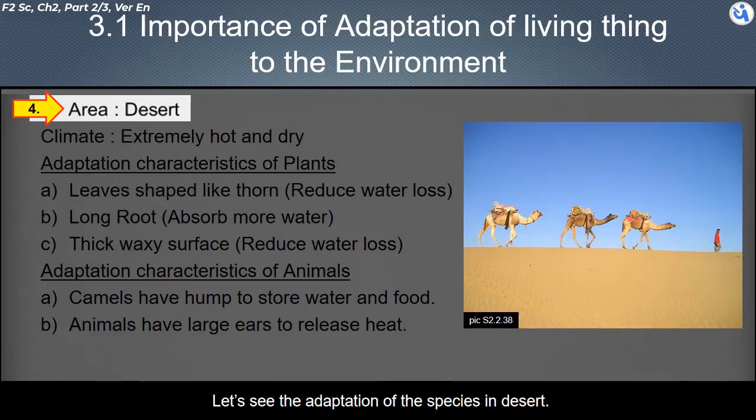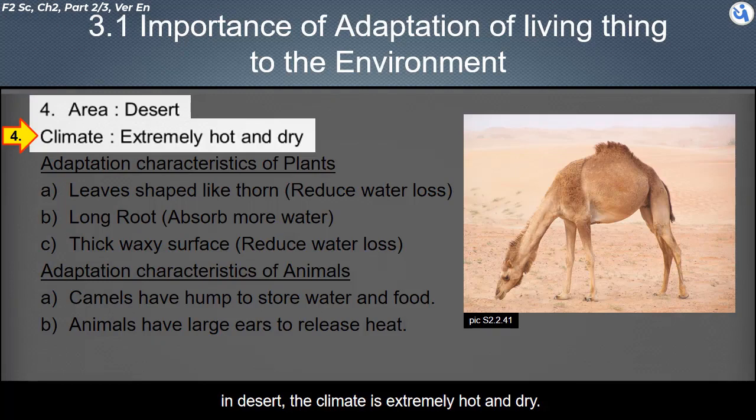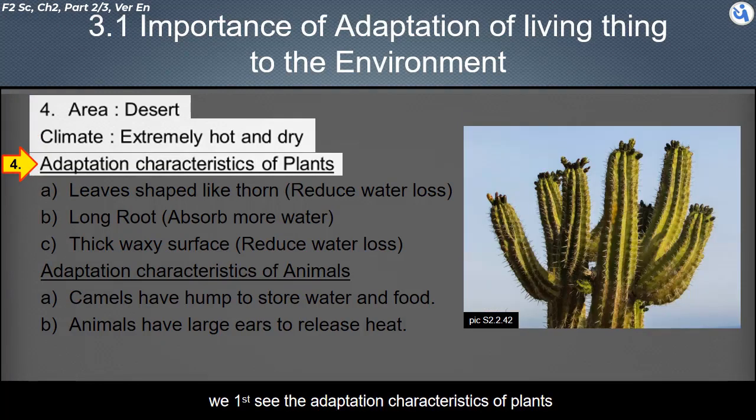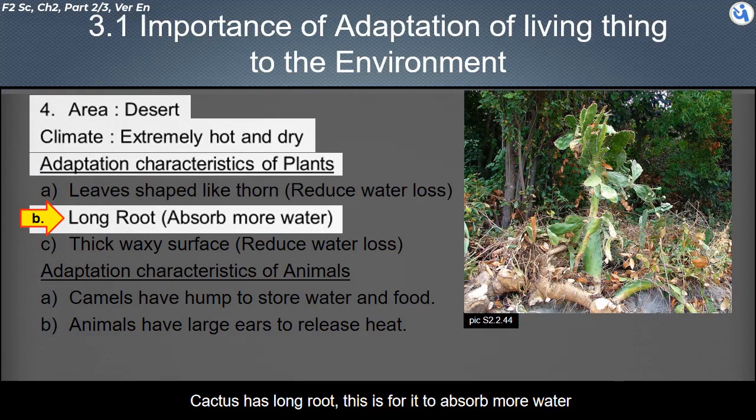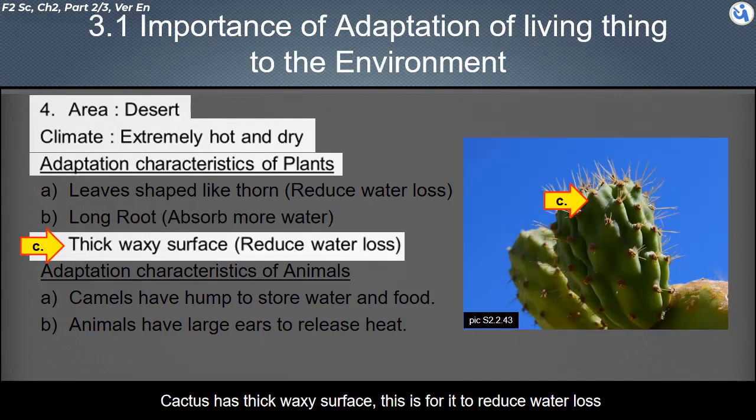Let's see the adaptation of the species in the desert. In the desert, the climate is extremely hot and dry. We first see the adaptation characteristics of plants. For example, cactus has leaves shaped like thorns. Thorns have a very small surface area, which helps to reduce water loss. Cactus has long roots, for it to absorb more water. Cactus has a thick waxy surface, for it to reduce water loss.